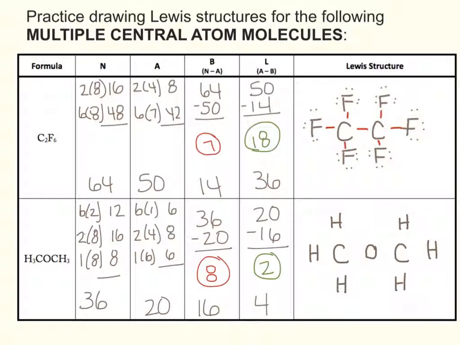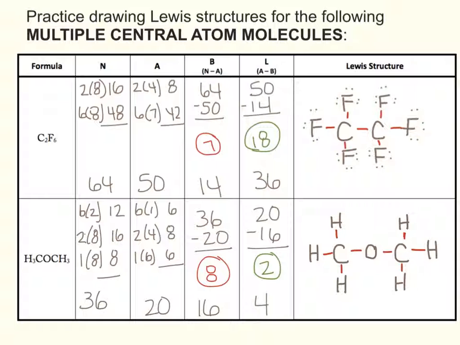Looking at our bonds, we need to make 8 bonds. There's 1, 2, 3, 4 for that center, and then 1, 2, 3, 4 for that center. All right, so that's a total of 8. Our lone pairs, we only need 2. Remember, hydrogen is done as soon as it makes a bond. It already has the 2 electrons it needs.